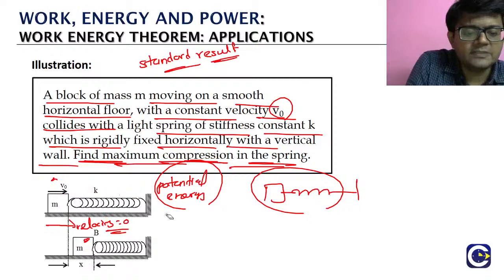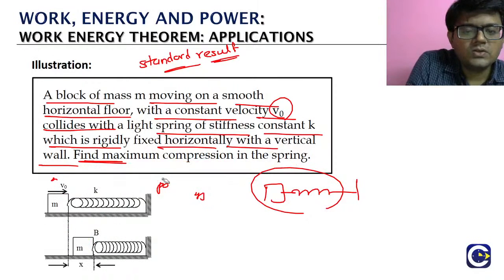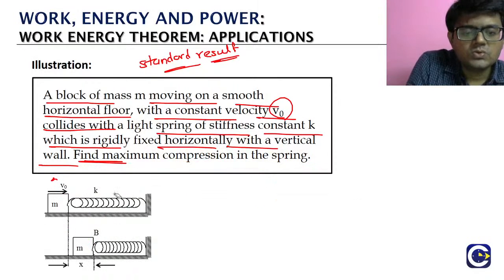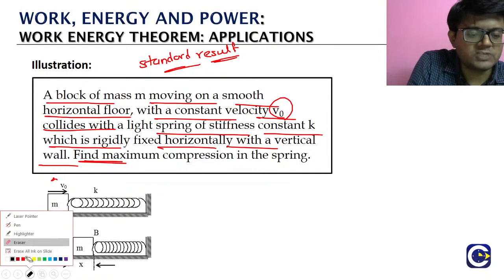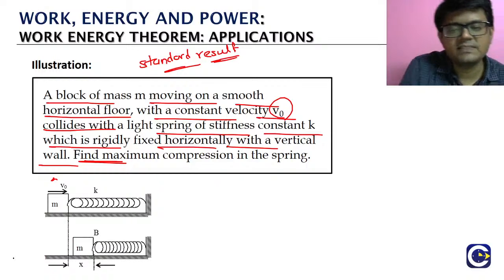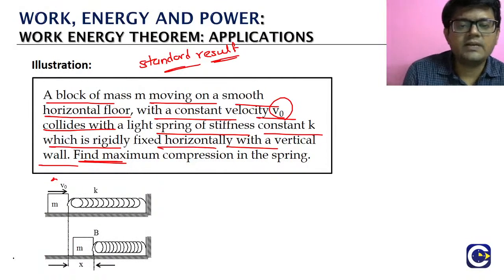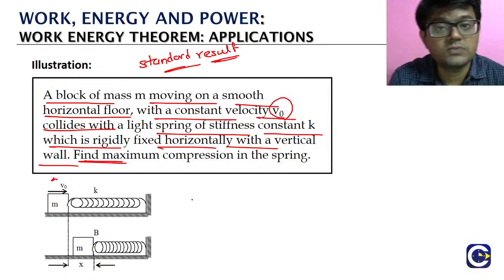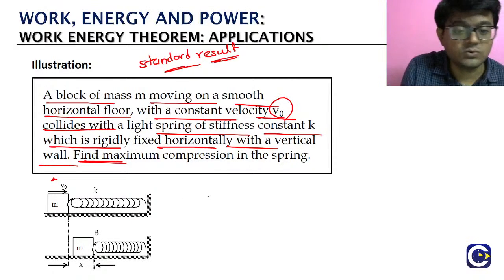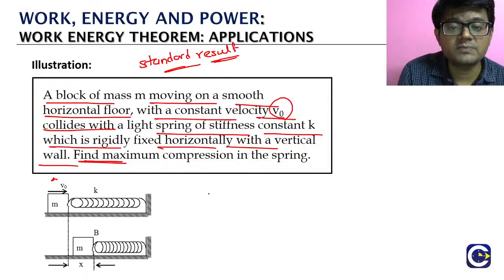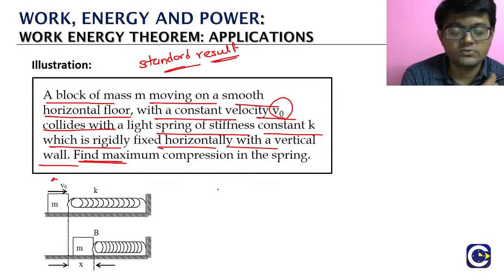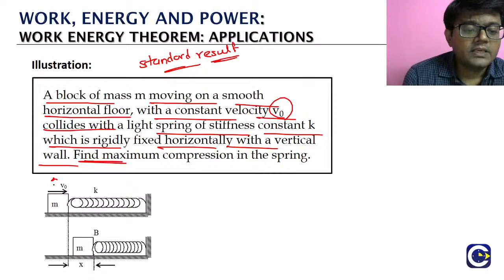Here they are saying it is smooth. Even if they don't say it is smooth, if friction is not mentioned, we have to consider it frictionless. Whenever they talk about friction, they should give us the coefficient of friction. If they don't, what assumption do we take? We take it as frictionless.